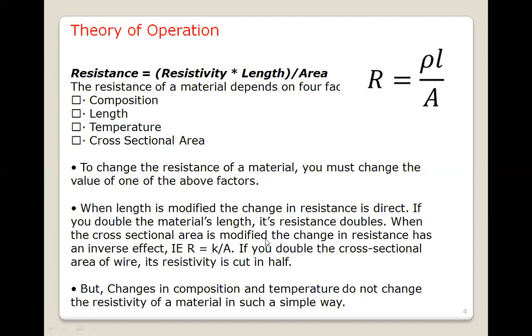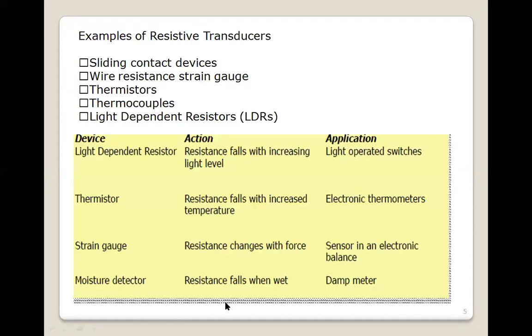Or when the cross sectional area is modified, the change in the resistance has the opposite effect. That means the area of cross section is inversely proportional to the resistance of the material. If you double the cross sectional area, the resultant resistance will be half. But a change in the composition and temperature does not change the resistivity of the material in a simple way. They have some relationship.